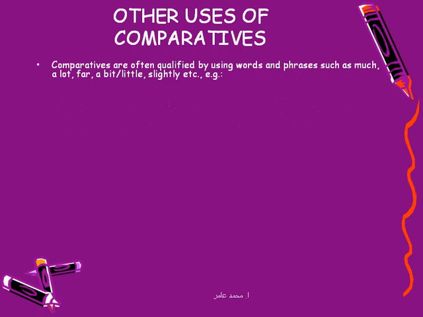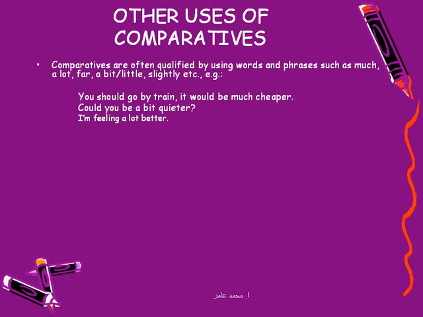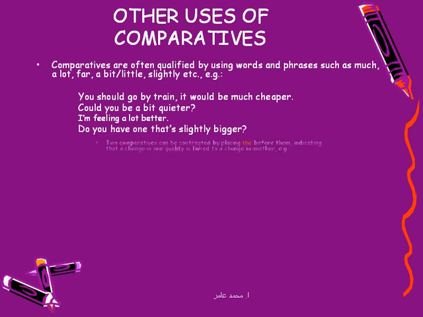Other uses of comparatives. Comparatives are often qualified by using words and phrases such as much, a lot of, far, a bit, little, slightly, etc. For example, you should go by train, it would be much cheaper. Could you be a bit quieter? I'm feeling a lot better. Do you have one that's slightly bigger?